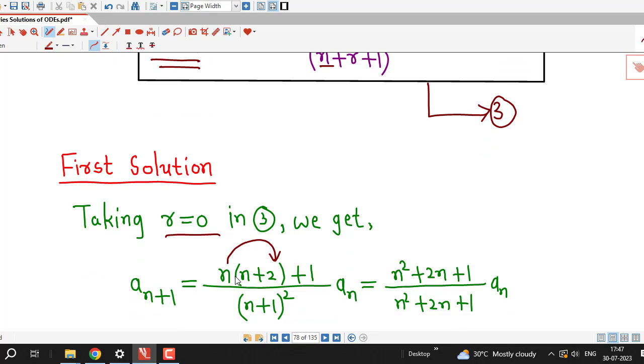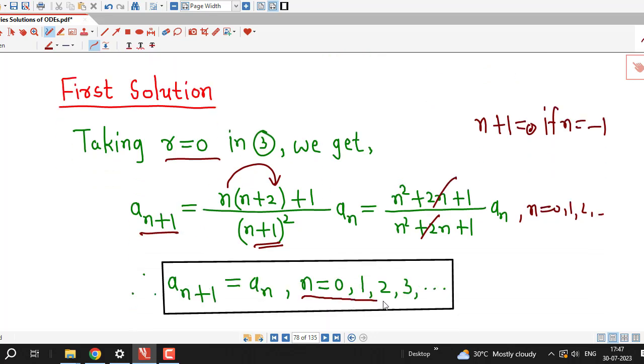And if I multiply these two, I will have n square plus 2n plus 1, and if I expand this, it is n square plus 2n plus 1. Then I can cancel out this quantity. This quantity is nothing but square of (n plus 1), and n plus 1 is 0 if n equal to minus 1, but our n is starting from 0, so no problem, we can cancel out square of (n plus 1), and we will have a(n plus 1) equal to a(n), for n equal to 0, 1, 2, 3 and so on. So we have a very simple recurrence relation.